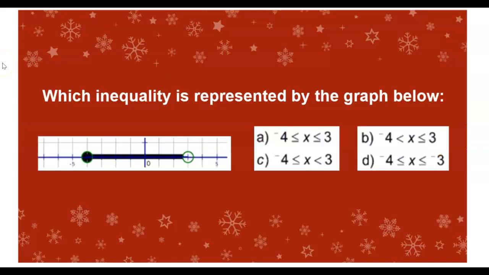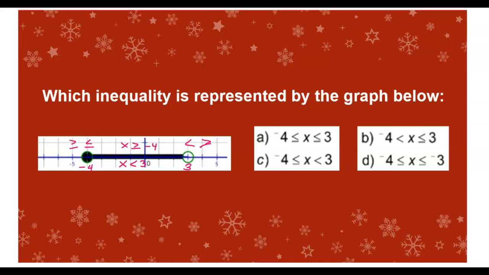Please hit pause and decide which inequality is represented by the graph. Now that you've done that, let's take a look. Looks like -4 is part of that number line. 3 is part of that number line. -4 is definitely an or equal to case, and 3 is not. But the question is, which way do the symbols go? So I'm saying all the values that are bigger than or equal to -4 and all the values that are less than 3.